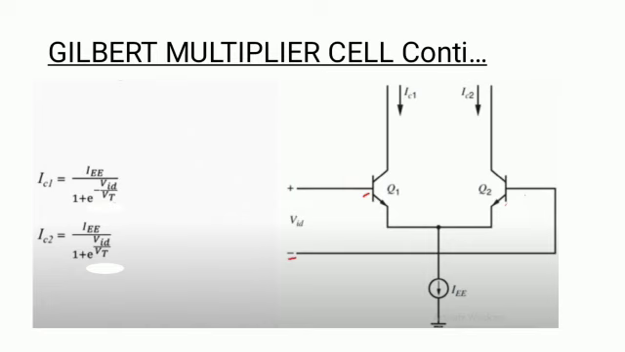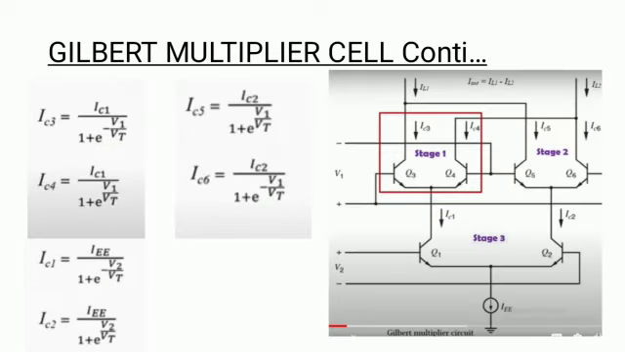Let's consider the emitter coupled pair in stage 1. Here the current at the emitter coupled junction is the collector current of the transistor Q1, and positive of the input V1 is connected to the base of Q3, and negative of V1 is connected to the base of Q4. Hence the collector currents are IC3 equals IC1 by 1 plus e raised to minus V1 by VT, IC4 equals IC1 by 1 plus e raised to V1 by VT.